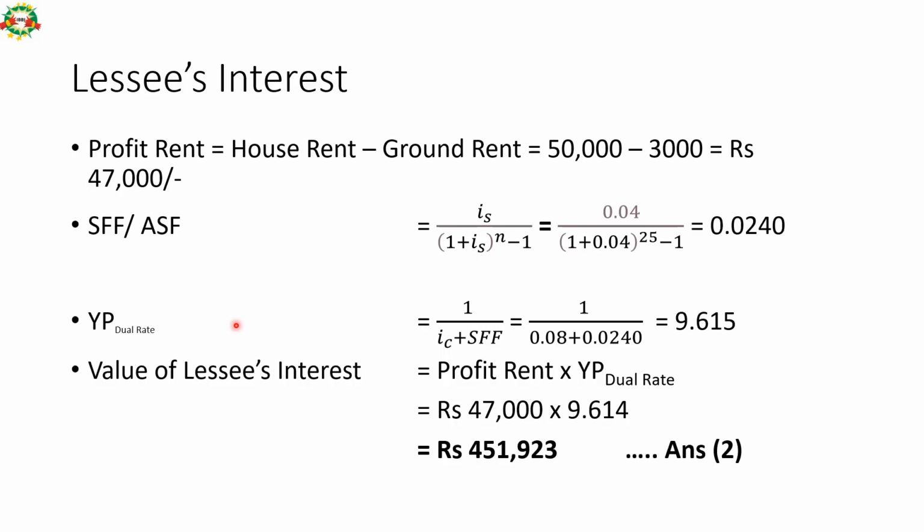So the SFF factor is 0.0240. Year purchase dual rate is nothing but 1 divided by yield plus SFF, which is 9.615. So if we multiply profit rent with the year purchase dual rate, the value of the lessee's interest is 4,51,923. The surprising factor is that the lessor, in spite of being owner of the property, has lesser interest, low interest, right? However, the lessee has higher interest in the property. So now let us solve this question with the help of an Excel sheet.